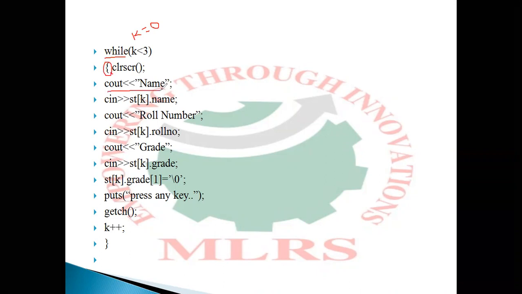It displays name on the output screen by means of cout. It is asking for the name. We are going to provide the name in st of k, meaning st of 0 dot name. Here we are using the dot operator to access the data member name in the class stud. By means of cin, we are providing inputs.